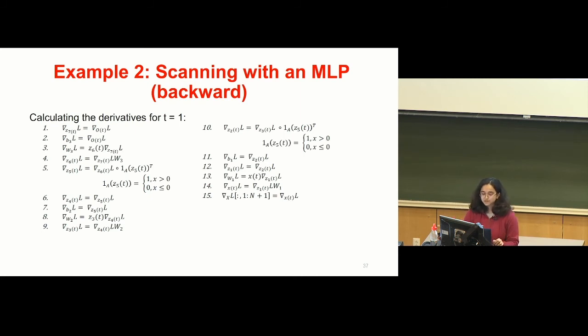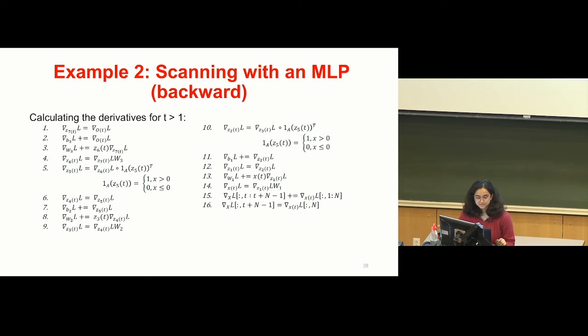Okay. Now, at subsequent time steps where t is greater than 1, again the equations look more or less the same, but there's a crucial difference. If you look at equation numbers 2, 3, 7, 8, 11, and 13, we're using a plus equal to instead of an equal to. This comes from the generalized chain rule. Since W is influencing L through multiple paths, at every time step we add up these derivatives, we keep accumulating them. And another difference is at time step 15 and 16.